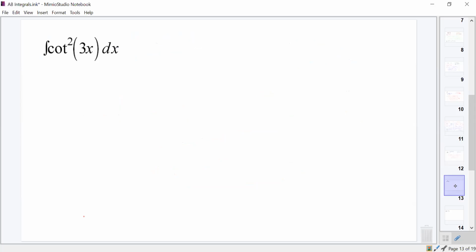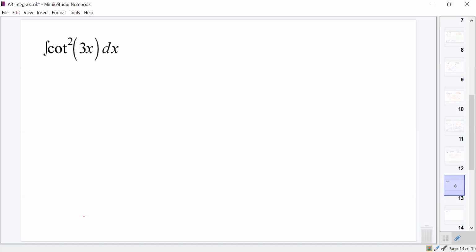All right, let's take a look at this one. Cotangent squared 3x dx. So what are we going to do with that one? Any thoughts on that? Well, I don't know how useful this would be, but there's a formula that's like tangent squared of x equals secant squared of x minus 1.